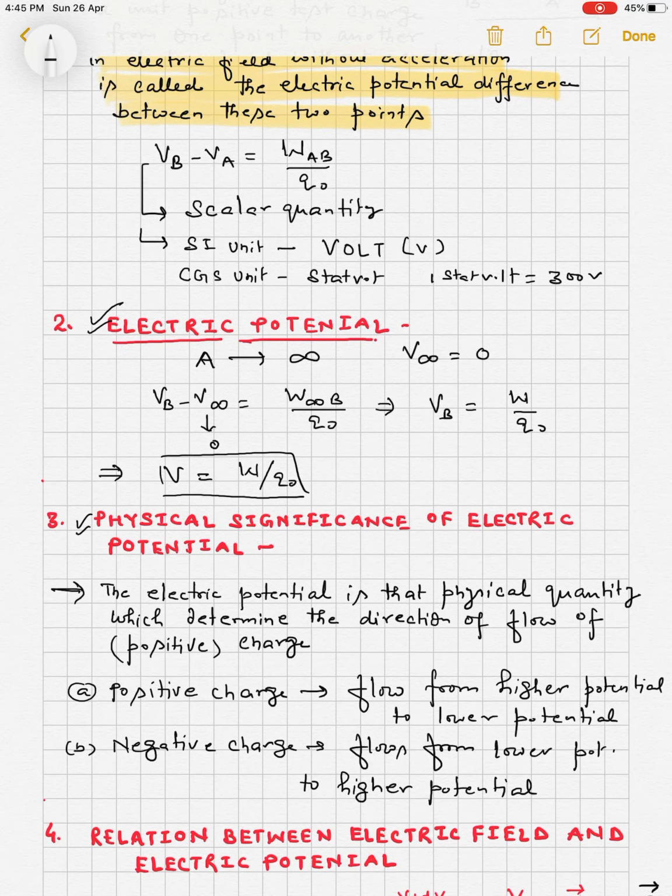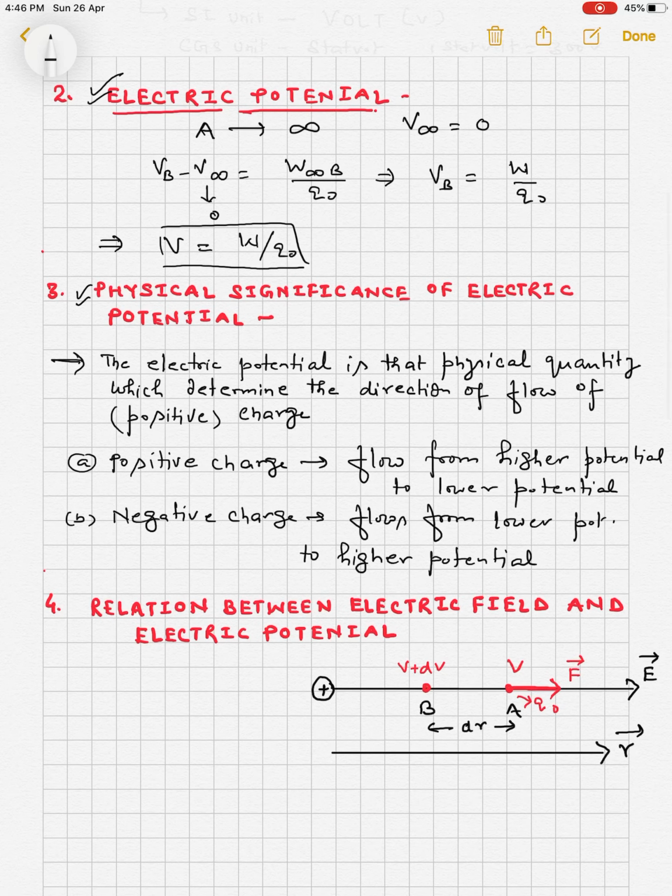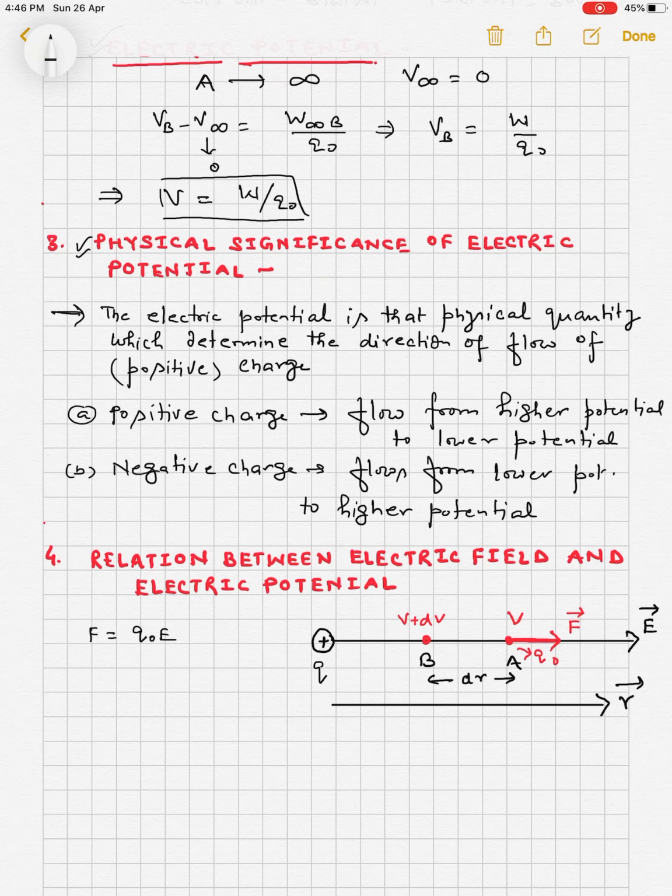The relation between electric field and electric potential. So here is a charge, a source charge, due to which there is electric field E, and we have considered here 2 points A and B. The point A is at potential V, and the point B, which is very near to A, is at potential V plus dV, and the distance between them is dr. So a test charge Q naught at A experiences a force F. So F is equal to Q naught E. This force is in the direction of electric field, because a charge in electric field experiences a force.